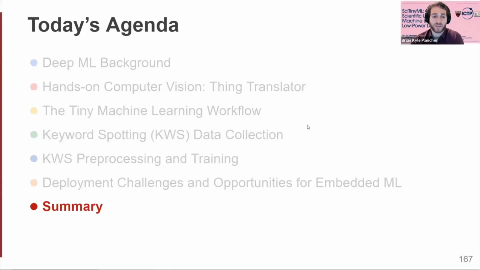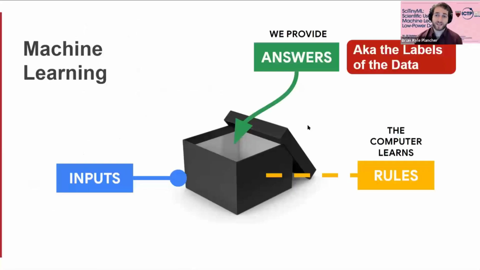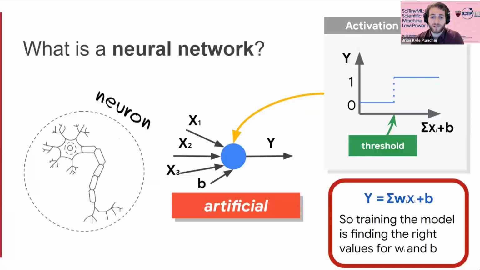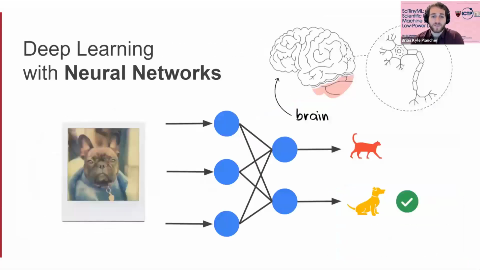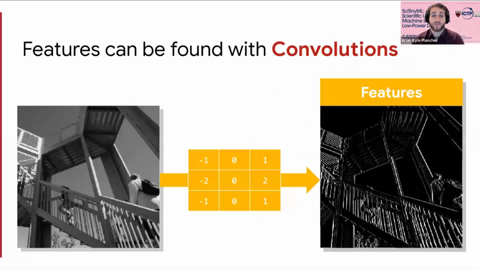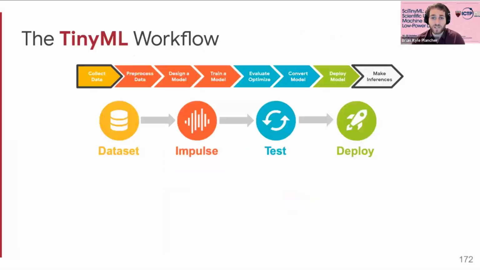We talked about machine learning. We talked about how you provide labeled data with these answers, and that's how we get the rules out. We talked about a neural network, both the standard fully connected one, being inspired by the brain, and then combining them together to get this full model. We also talked about convolutions being a really great way to filter images to try to get features.